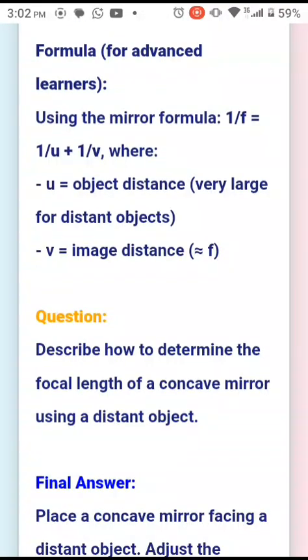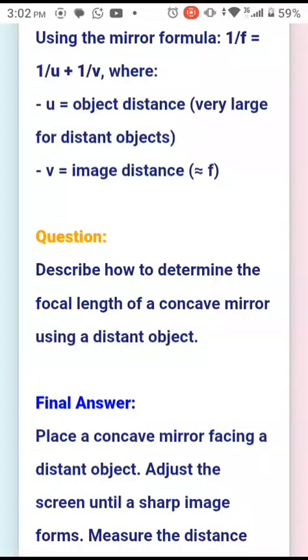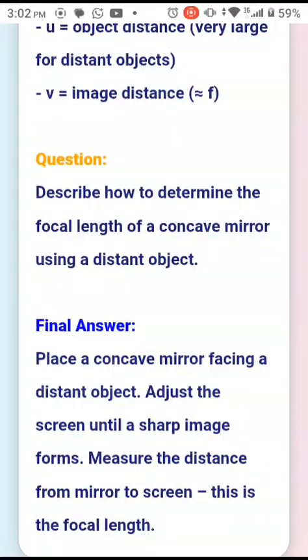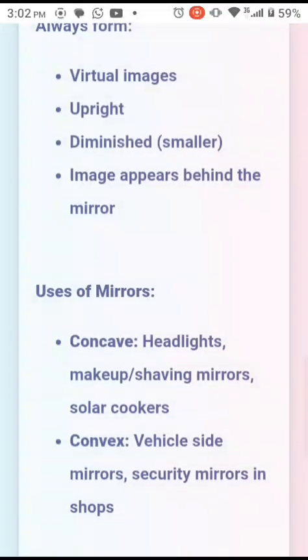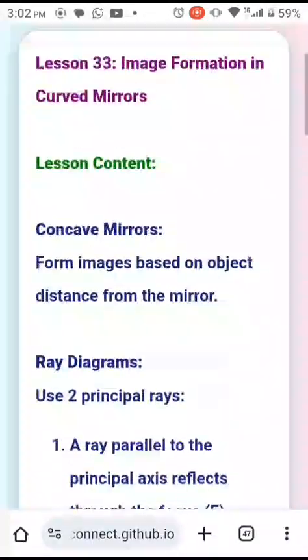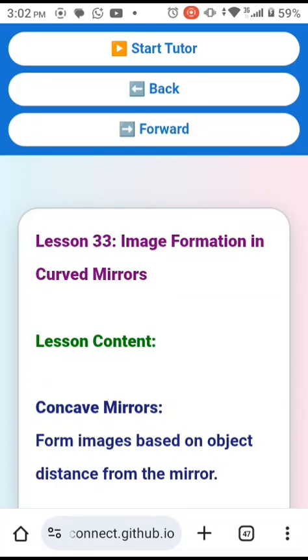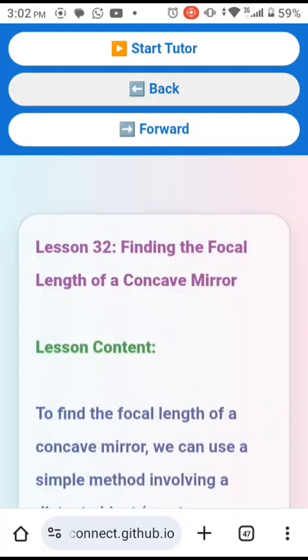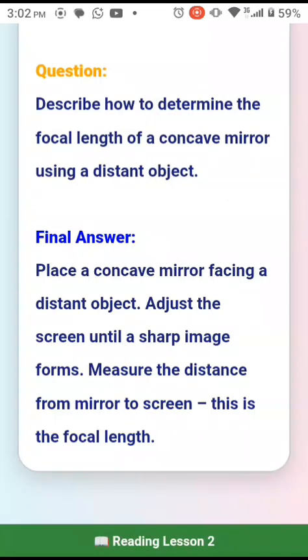Question. Describe how to determine the focal length of a concave mirror using a distant object. Final answer. Place a concave mirror facing a distant object. Adjust the screen until a sharp image forms. Measure the distance from the mirror to the screen; this is the focal length.